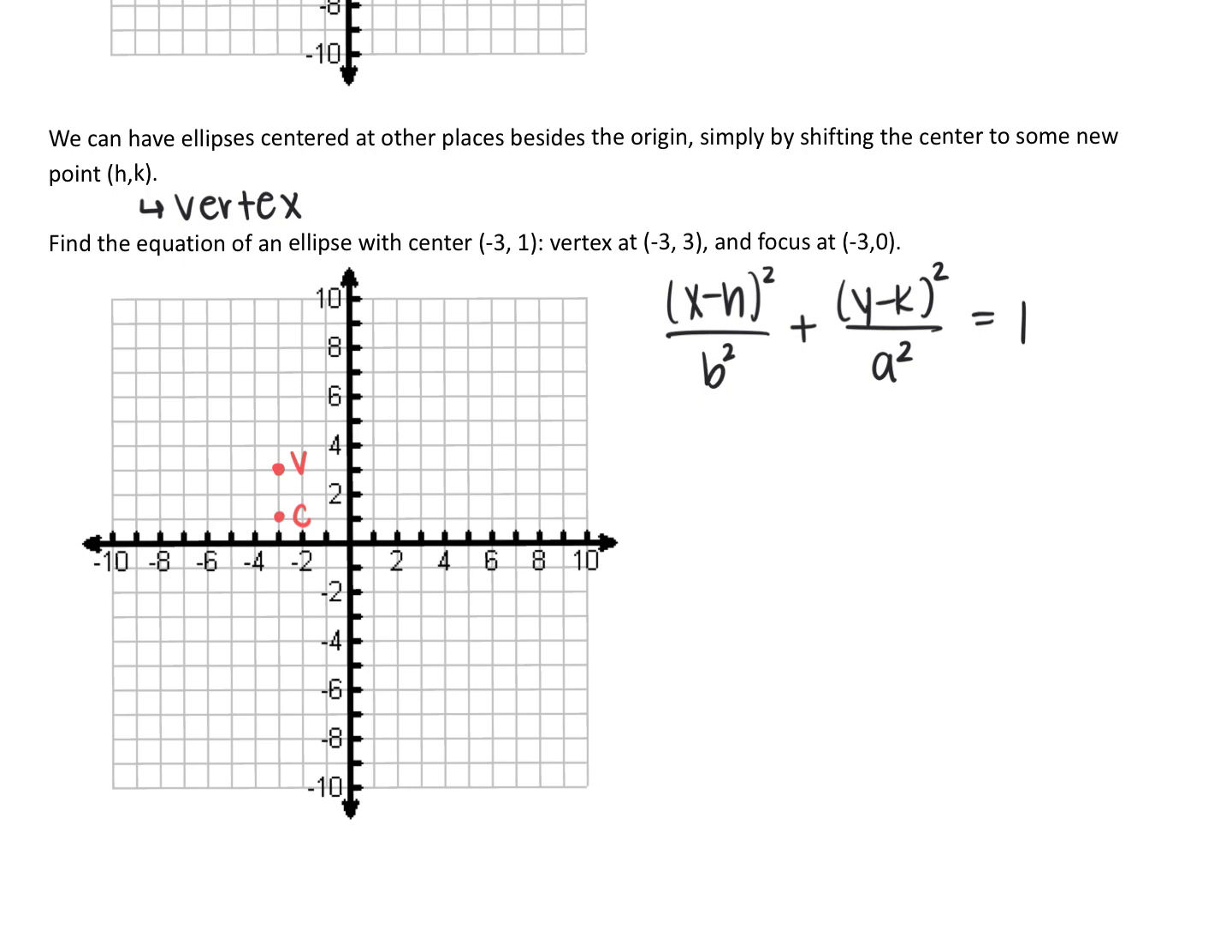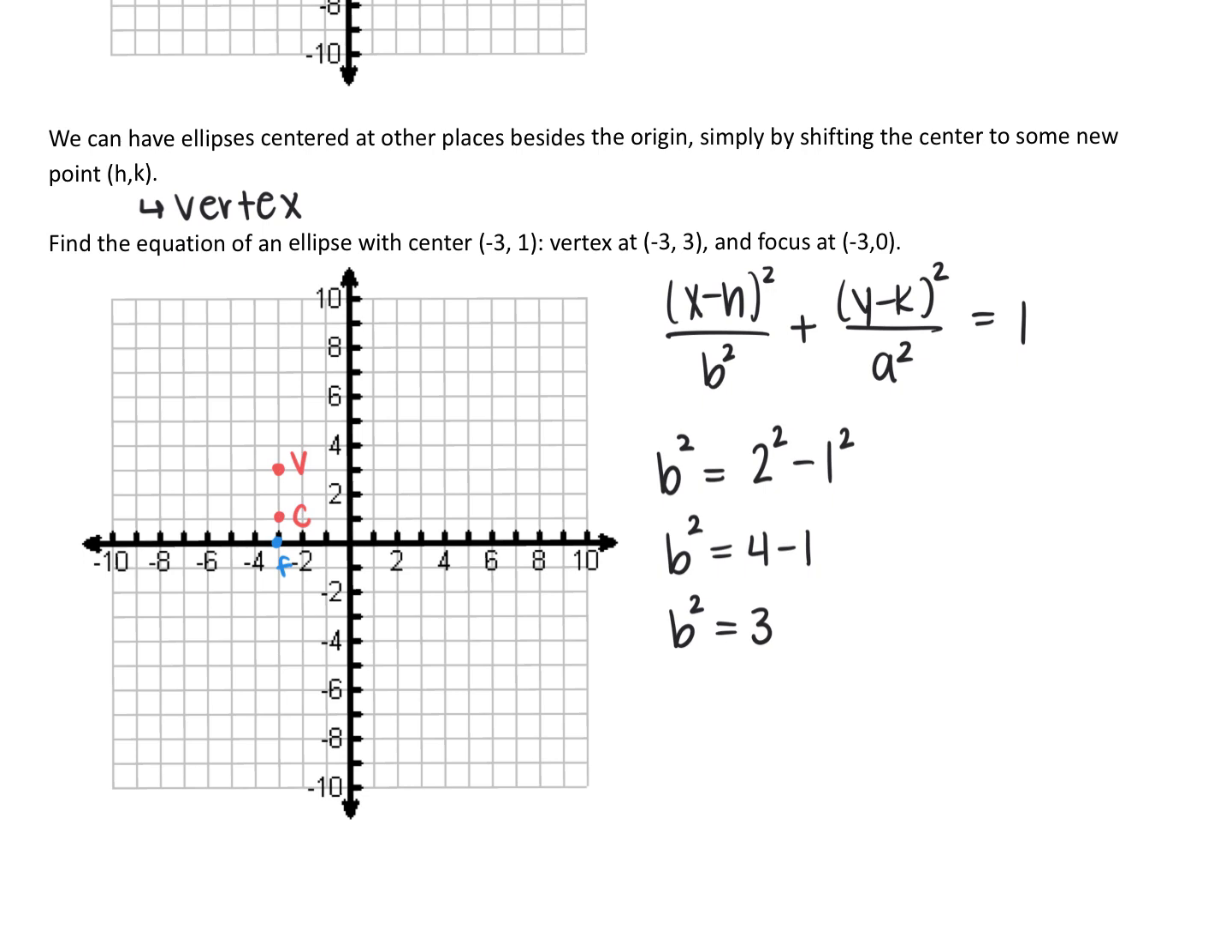Now I need to plug in a and b. And I already know a. I just need to find b using the formula in the notes. So b squared equals a squared, so the distance from my center to my vertex, which is 2. So 2 squared minus c squared. So my focus is at -3, 0. So that distance is 1, so 1 squared. So b squared equals 4 minus 1, which means b squared equals 3.